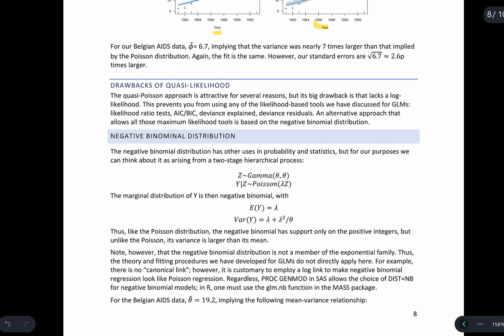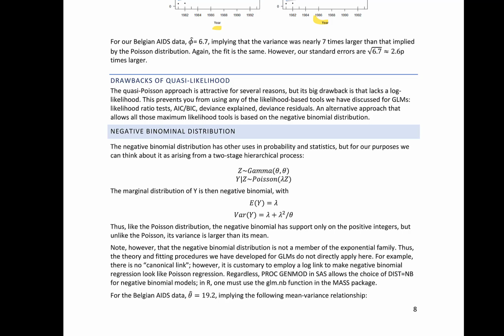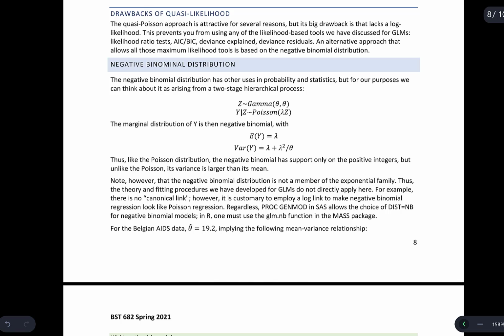Now it ends up that the quasi-Poisson approach is attractive for several reasons, but its big drawback is that it lacks a log likelihood. And so this is going to prevent you from using any of the likelihood-based tools we've discussed for GLMs. So things like likelihood ratio test, AIC and BIC, deviance, explained deviance, deviance residuals. And so there is an alternative approach that allows all these maximum likelihood tools, and it's based on the negative binomial distribution. Now the negative binomial distribution has other uses in probability and statistics.